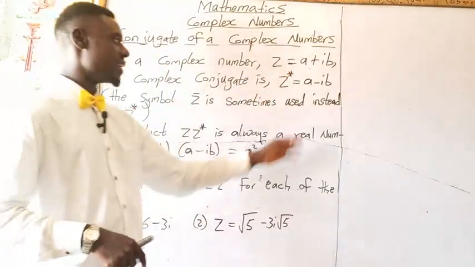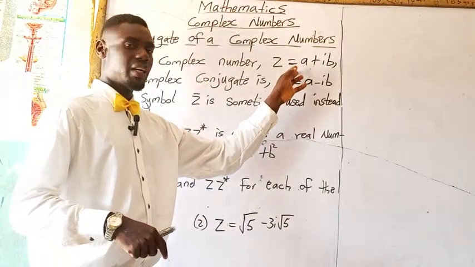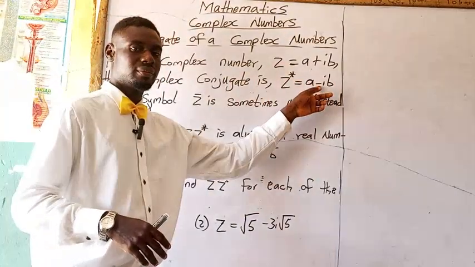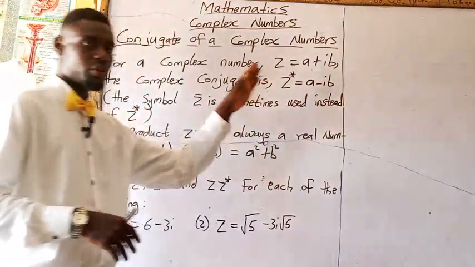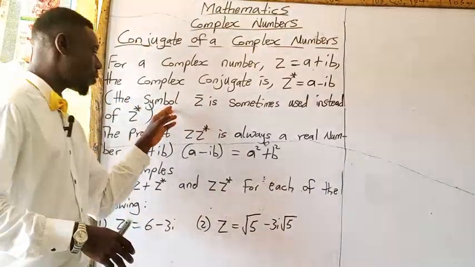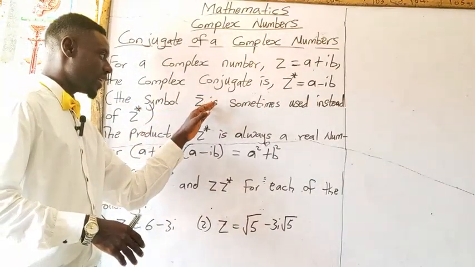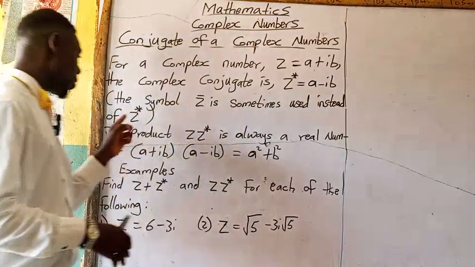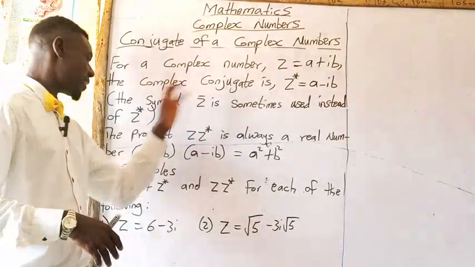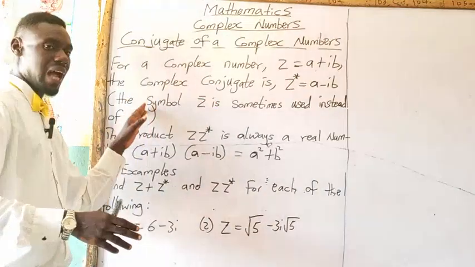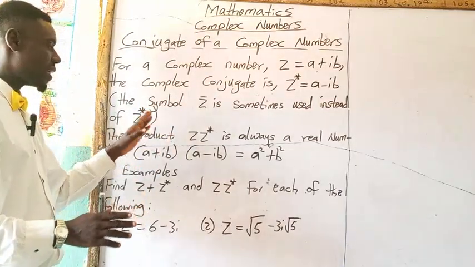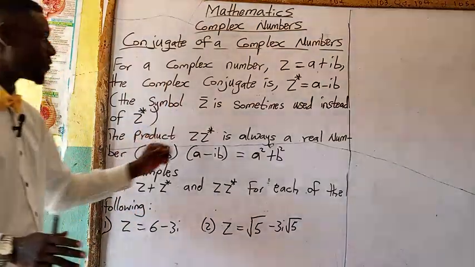Now, anytime you see a star on top, it's talking about a conjugate. And what is the meaning of conjugate? Conjugate is all about changing the sign. If here was minus, you change it to plus. Now, I put it in a bracket. I said the symbol, this, is sometimes used instead of this. In some books, they will use the conjugate as this, a bar on Z, while in some books, they use a star on top. But in this aspect, I'm going to be using the star. That's why I said in some books, they use this symbol instead of this one.